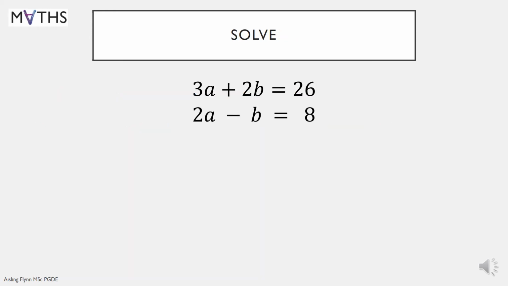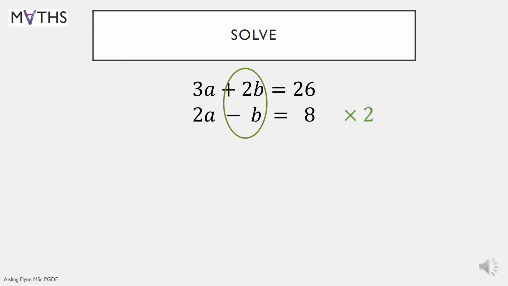Okay, some examples. Solve this one. Now let's look. Remember, we're trying to eliminate one of the variables, a or b. In this case, we're going to look at b. Now, if I do 2b minus b, I'm still left with 1b. So I won't be able to eliminate it. So I'm going to choose to do something to one or both of the equations so that I can eliminate.